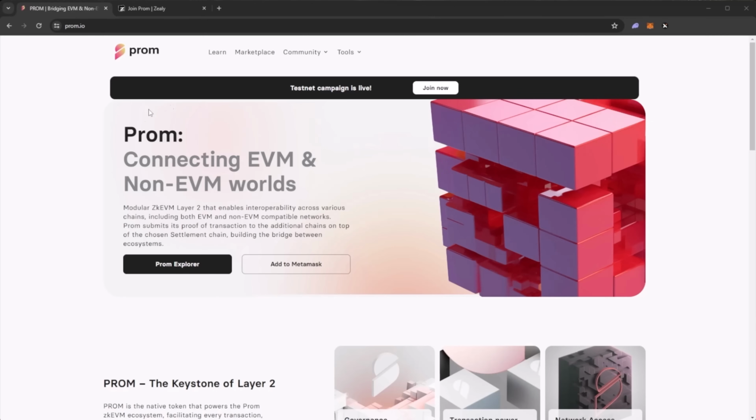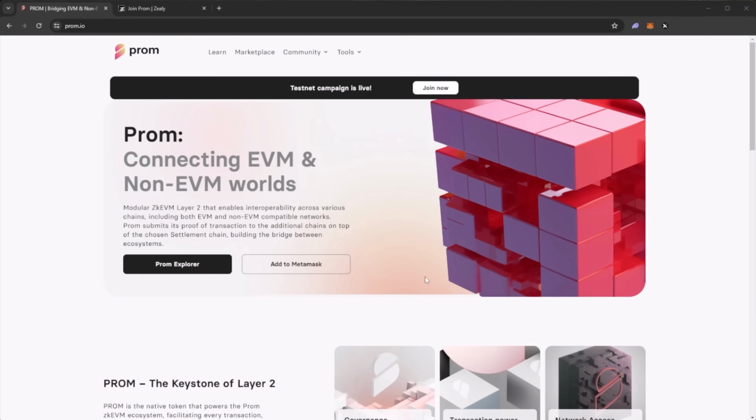We'll do a quick overview here. Prom is a modular zkEVM layer 2 that bridges both EVM and non-EVM compatible chains. Prom submits its proof of transactions to additional chains on top of the chosen settlement chain, building the bridge between ecosystems. So that, as a whole, is a very much needed thing in the crypto space.